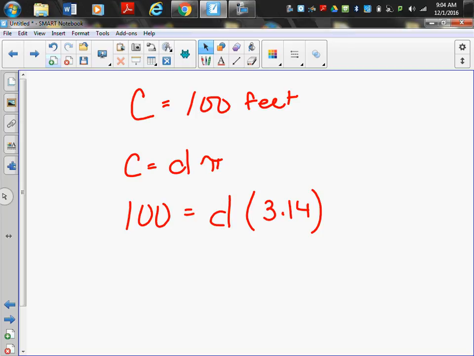How am I going to solve this problem to get my diameter? Because I've got to get my diameter in order to be able to find the area of the same circle. So what am I going to do to find my diameter? I have a problem that says 100 equals d times 3.14. How am I going to get diameter by itself?